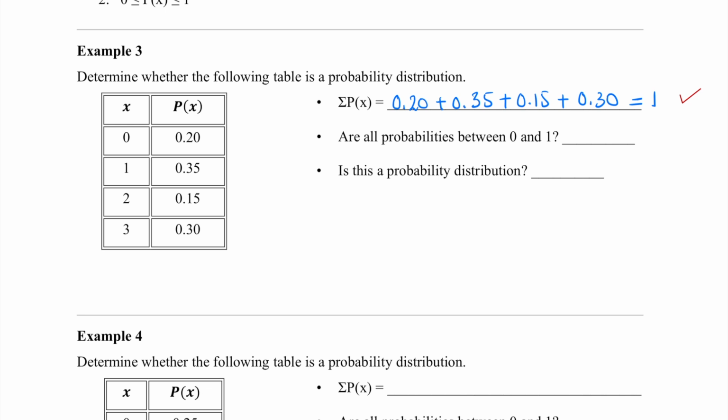Next, we need to check the second condition. Are all probabilities between 0 and 1? So we are checking every single one of the probabilities. Are they all in between 0 and 1? Yes. So the second condition is also met. Since both conditions are met, this table represents a valid probability distribution.